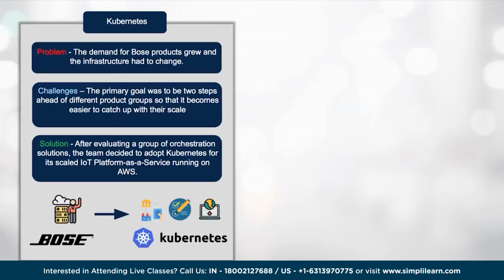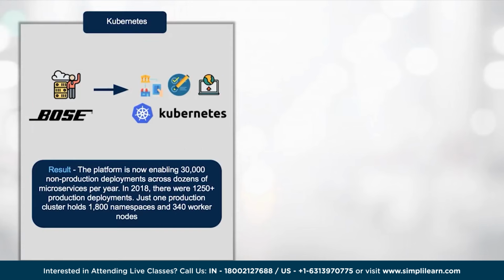And what you'll see with both these products is they're very cloud friendly, but here we have Bose and Kubernetes working together with AWS to scale up and meet the demands of their product catalog. The result is that they were able to increase the number of non-production deployments significantly by taking services from being large, bulky services down to small microservices, handling as many as 1,250 plus deployments every year. An incredible amount of time and value has been opened through the use of Kubernetes.